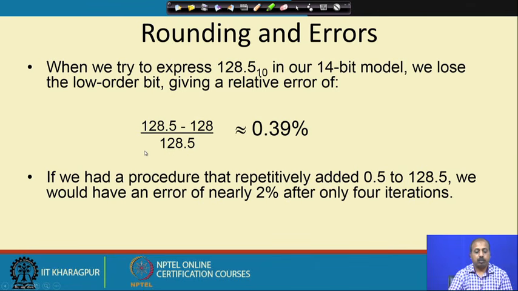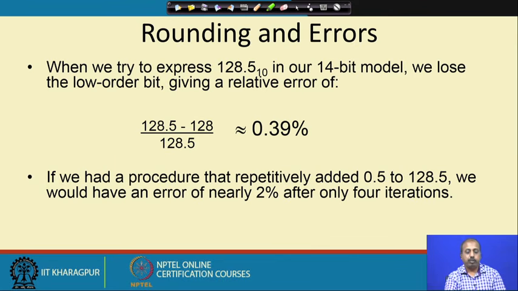So, if we try to represent 128.5 in our 14 bit model, we will lose the lower order bit. It will become 128 only. This 0.5 will not come, because the last bit will be ignored, it will not have so much space. The error that is introduced is about 0.39%. So just for representing the number, we are losing 0.39%.